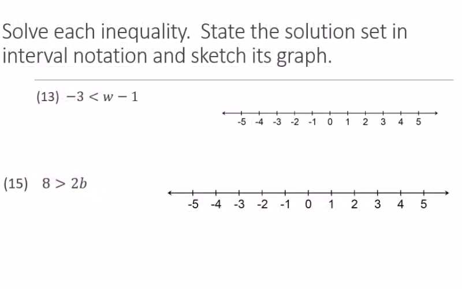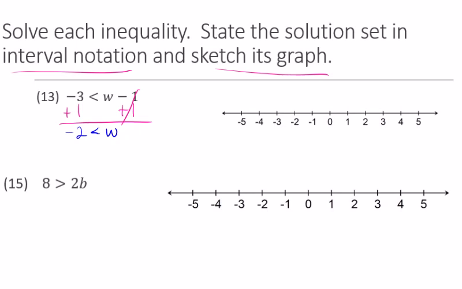All right, so now we have some equations that we're solving, and then we're going to put them in interval notation and sketch the graph. All right, and we've done that stuff before, right? So now it's just a matter of solving. So we're going to get w by itself. Okay, so I'm going to add 1 to both sides. So I get negative 2 is less than w, right? Or in other words, w is greater than negative 2.